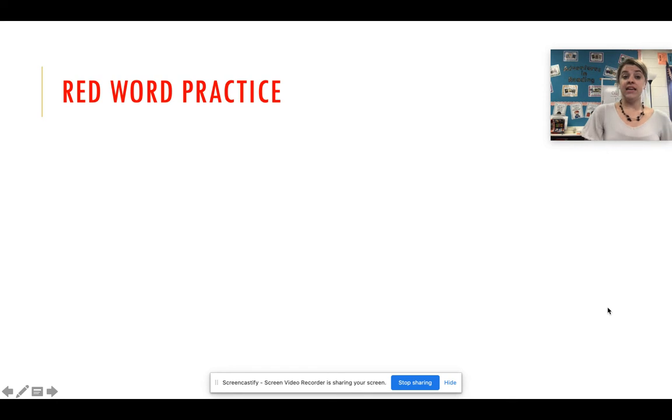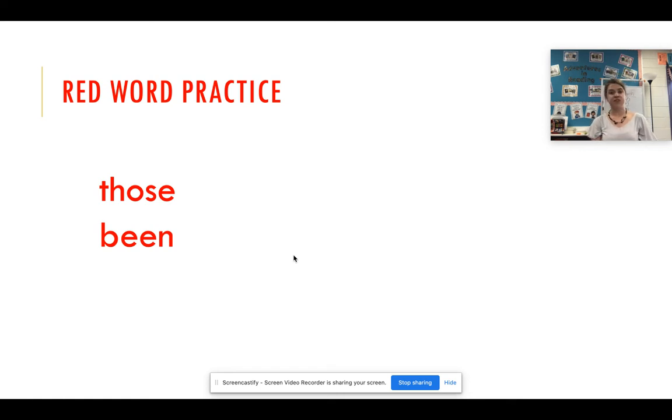Now, let's look at our red word practice for this week. We are going to read them and spell them out loud today. Here we go. Our first word is those. Spell it with me out loud. T-H-O-S-E. Let's arm tap it. Here we go. Ready? Those. T-H-O-S-E. Those. One more time. Those. T-H-O-S-E. Those. Very good.